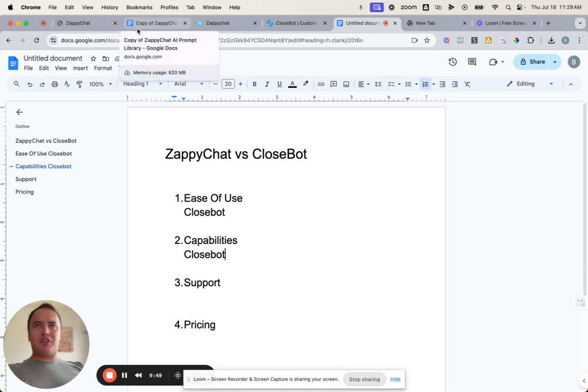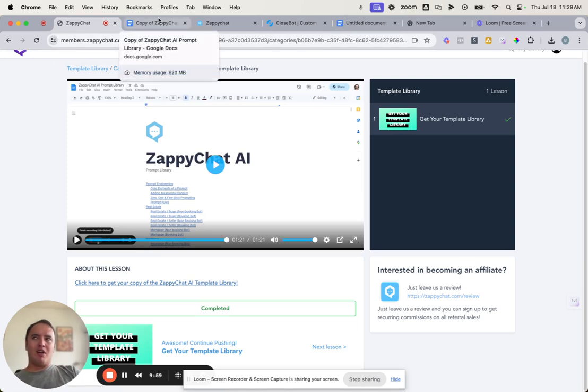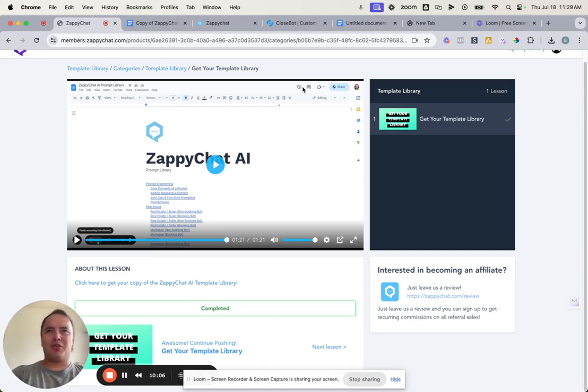In terms of support, it's kind of hard. I will say ZappyChat does have way more support meetings. I think they have something crazy like 20 a week, or maybe it's 18. There's two a day, and some days there's three a day. Closebot is a lot smaller company, a lot less established, whereas ZappyChat has been around for years, so they're just a bigger company, and so they have more support meetings.